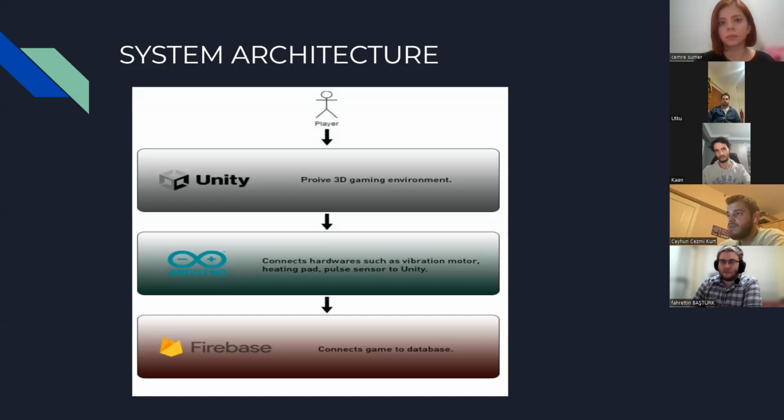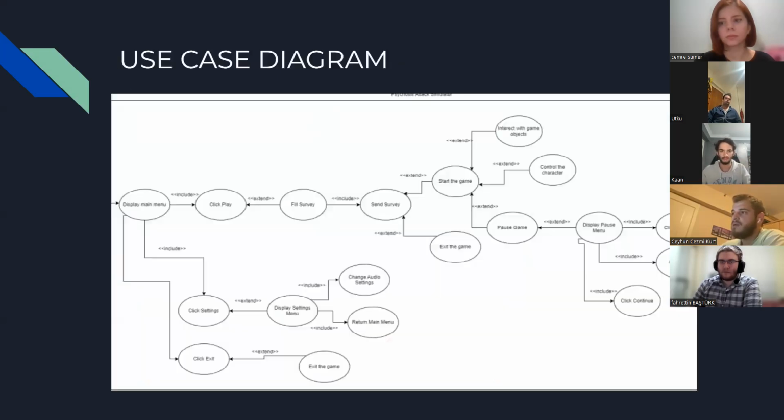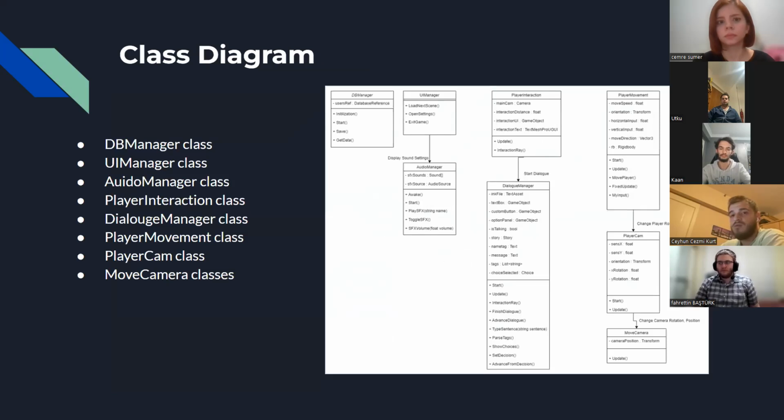Now, let's check the use case diagram. This is our use case diagram. You can see it. We start with the main menu, and if the user clicks play, it opens the survey. After that, the game will start. In the game, the user can interact with game objects, control the character, and access the pause menu. Otherwise, at the beginning, the user can access the settings and control the audio, or the user can exit the game, as you see. Now, my friend Kaan will continue with use case documents.